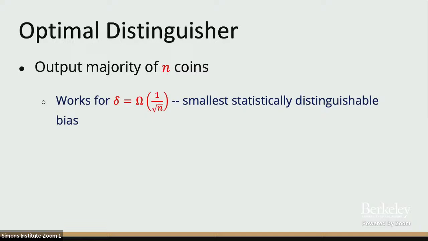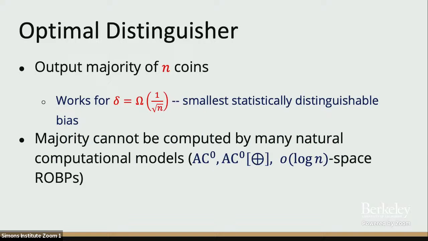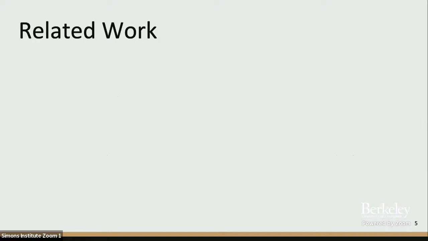But as we know, statistical distinguishability is not equivalent to computational distinguishability. One of the optimal distinguishers for solving the coin problem would be: if the majority of the coin tosses were heads, you say it was biased towards heads, and if it was tails, you say it was biased towards tails. This is the optimal distinguisher. But computationally, for many natural computational models, majority cannot be computed. For example, AC0 circuits, which are constant depth polynomial size circuits, or AC0 circuits with parity gates, or some other computational models. Because of its connection with the majority function, the coin problem has many uses in complexity theory.